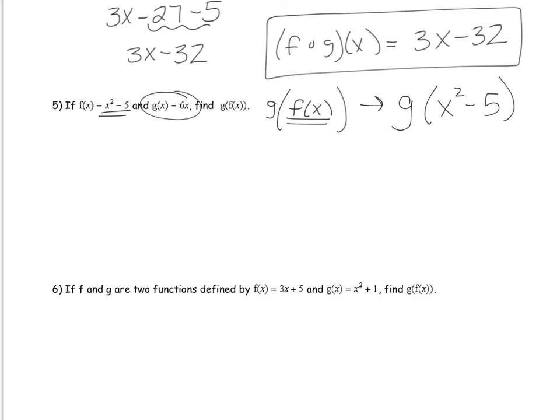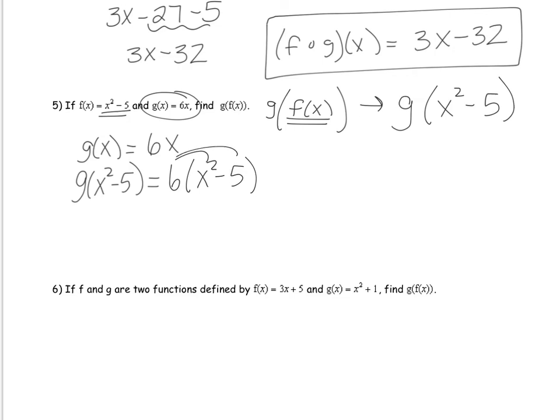So I start with the g of x function. So g of x, if you want to write it again, is equal to 6x. I want to find g of x squared minus 5. So everywhere I see an x, I'm going to put x squared minus 5. So 6, and then x squared minus 5. We simplify now by distributing. So 6x squared minus 30. If you want to write it properly, we have g of f of x equals 6x squared minus 30.